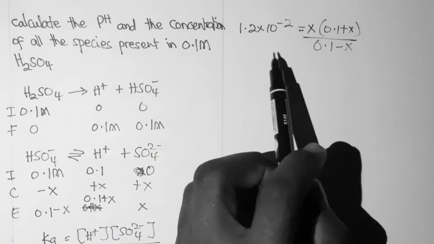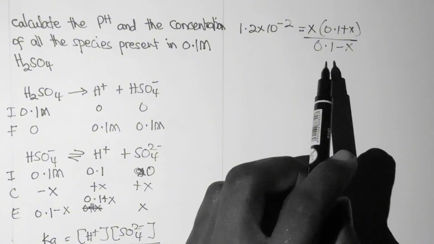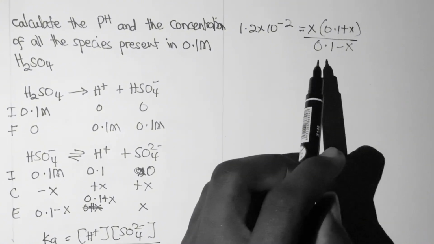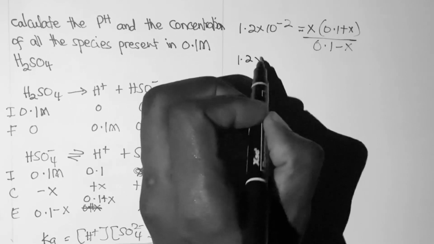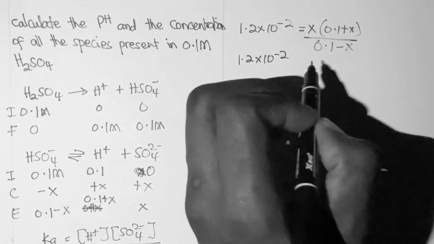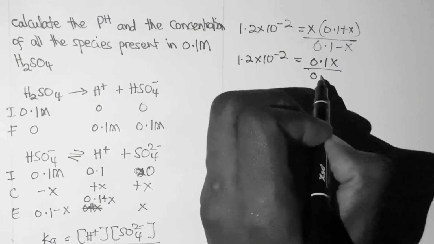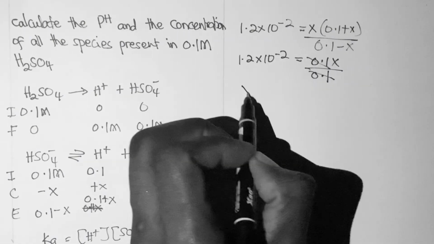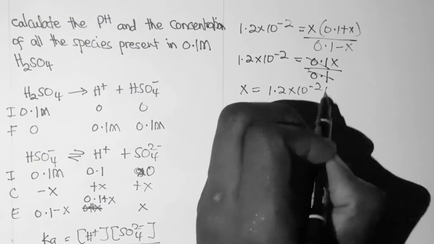So let's use the approximation, and after we verify with the 5% rule. So if we do the approximation, 1.2 times 10 exponent minus 2 is equal to 0.1x divided by 0.1. So this and this will cancel. We find out that x is equal to 1.2 times 10 exponent minus 2 molar.